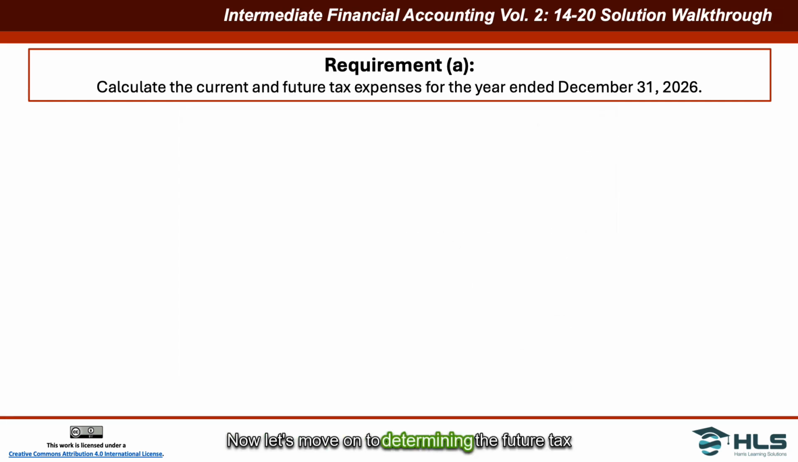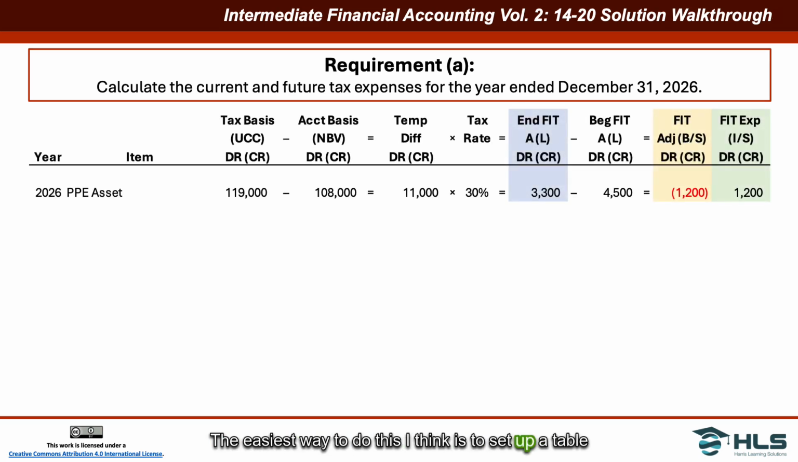Now let's move on to determining the future tax expenses for the year. The easiest way to do this, I think, is to set up a table. And we'll begin with our property, plant, and equipment differences. So I'll list the year 2026. The item we're looking at is property, plant, and equipment, or PPE asset.